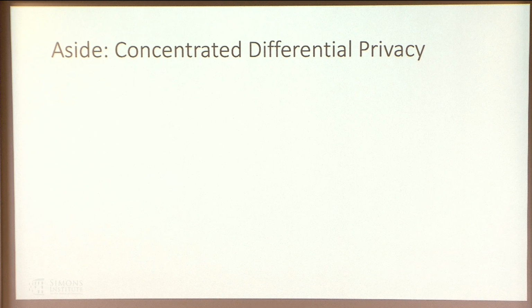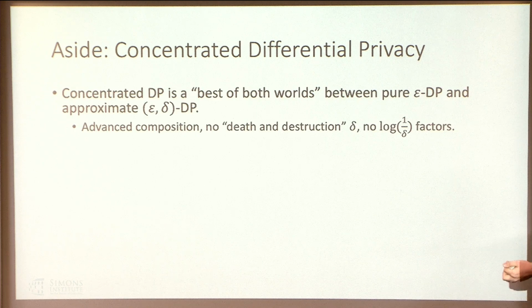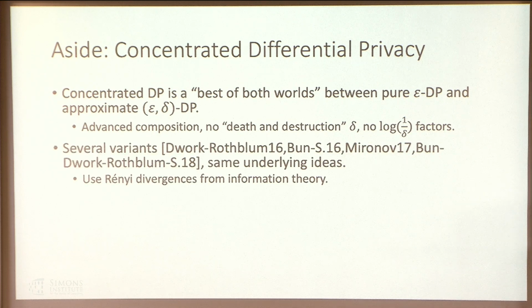Okay, so I just wanted to put in a slide about concentrated differential privacy since I've talked about it. Maybe not all of you have seen it. In one sentence, it's like a best of both worlds between pure differential privacy and approximate differential privacy. You have strong composition results, and you don't have delta, which to me is the best of both worlds. Of course, there are some things that are not perfect, but that's not discussed here. There are many different variants of concentrated differential privacy, and they all are getting at the same underlying idea, a connection to information theory using Renyi divergences to capture similarity of distributions.